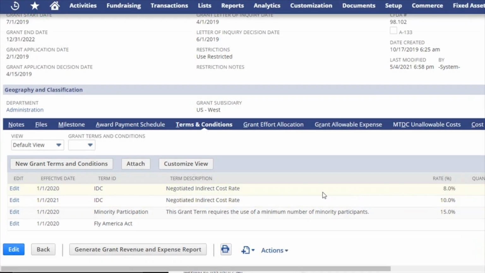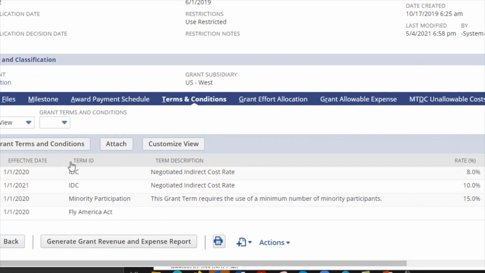First, the grant administrator enters a negotiated indirect cost rate. This is located in the Terms and Conditions tab of the main grant page. Notice that they are effective dated, so you can set up different rates for different time periods.